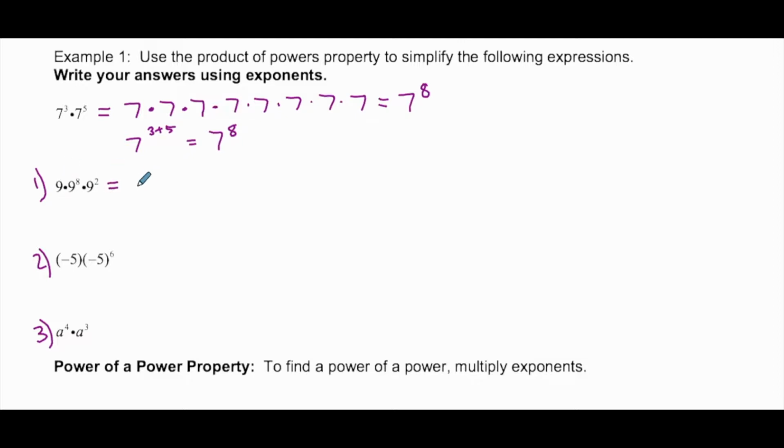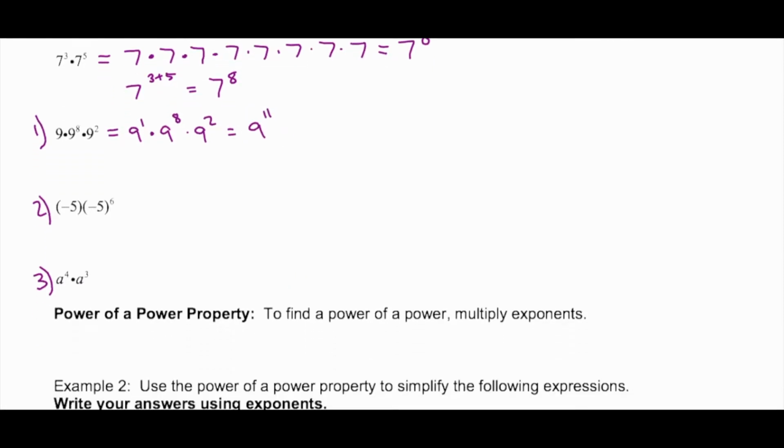9 with no exponent is really 9 to the first. So it's 9 to the first times 9 to the 8th times 9 to the second. If I add the exponents up, I get 9 to the 11th. Here, again, -5 with no exponent is really -5 to the first. Here I have -5 to the 6th. So I get -5 to the 7th power.